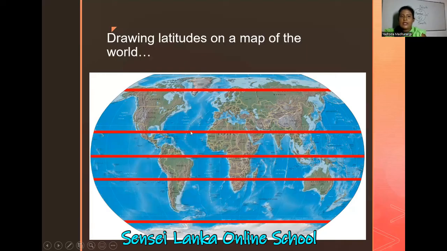So finally, we are coming to the world map. Drawing latitudes on a map of the world. Up to now, we drew them on the globe. Now we are on the map. We are going to draw them on the map. So dear children, this is the way to draw them. Look at the red color lines. What is this? 0 degree. It is the equator. You can write equator here.